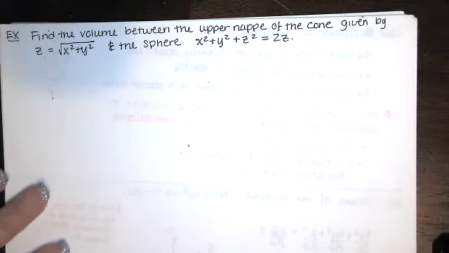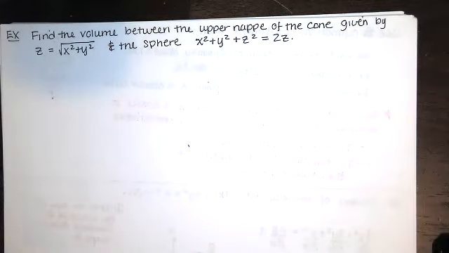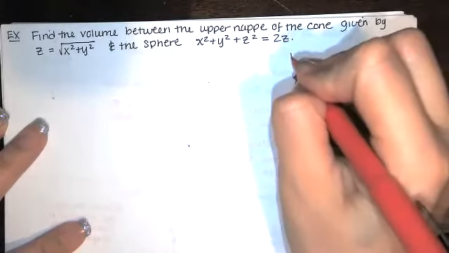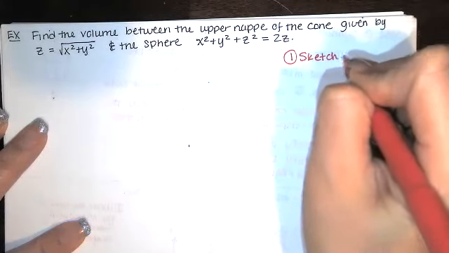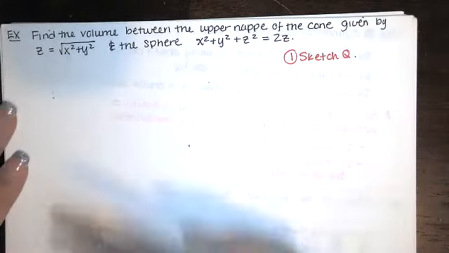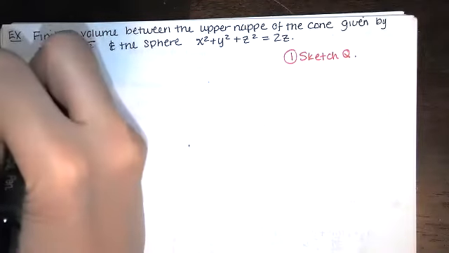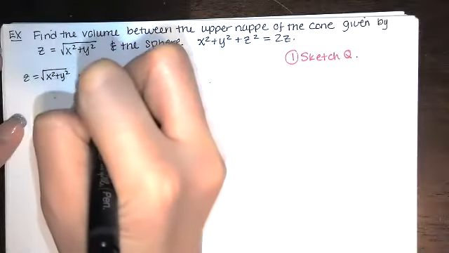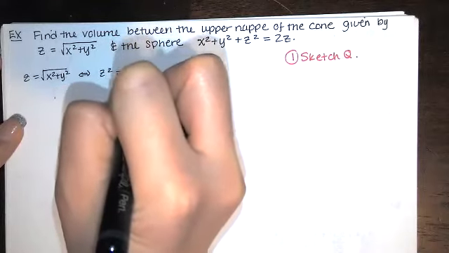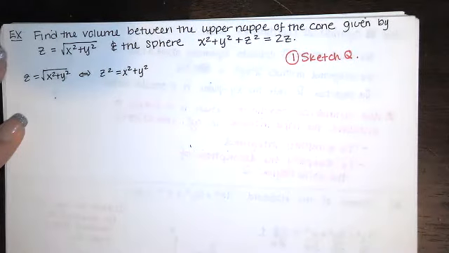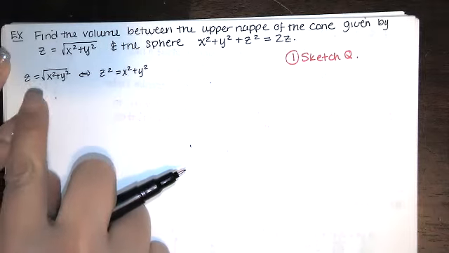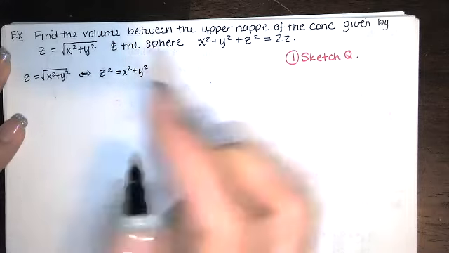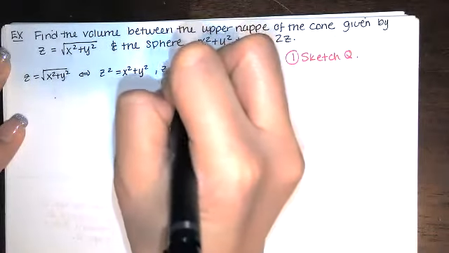Okay, so the best way to start any of these problems is to graph that solid region that we're trying to find the volume of. So I'm going to sketch the region Q. And the way you sketch Q is you sketch these two different parts of Q. So z equals square root of x squared plus y squared. If I square both sides, I get this. Now, when I started, z was the positive square root. So I have to remember that if z is defined to be the positive square root, that means that z is greater than or equal to 0.